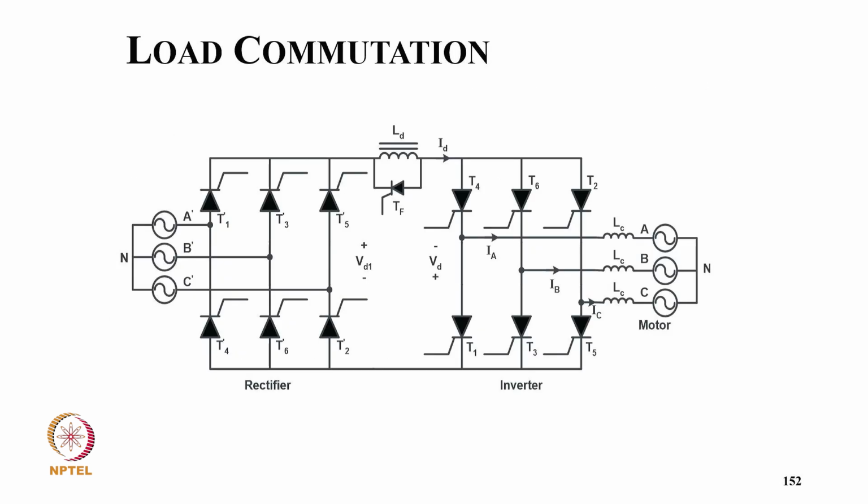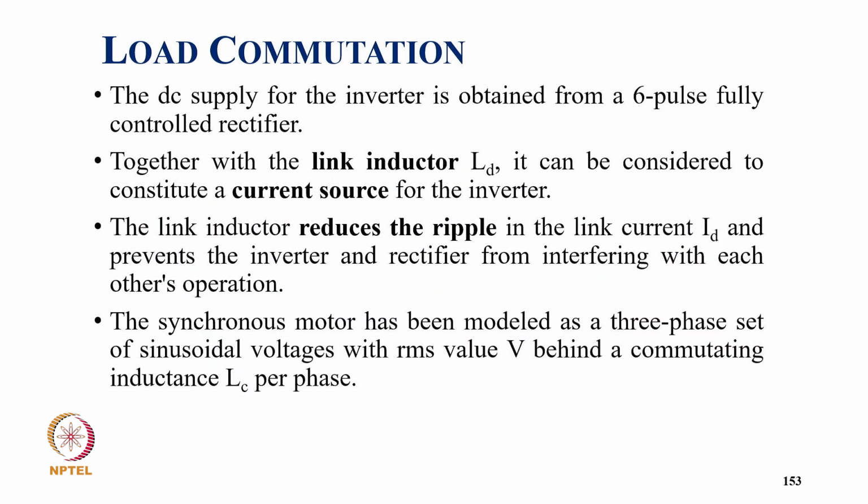You have two thyristor converters. One works as a thyristor rectifier to derive a current source, and then you have another converter driving the motor. Of course, in regenerative braking, it can feed the power back to the supply. So the inverter will act as the rectifier and the rectifier will act as the inverter according to firing angle control mode. The DC supply for the inverter is obtained from a 6-pulse fully controlled rectifier, and together with the link inductor Ld, it can be considered to constitute a current source for the inverter.